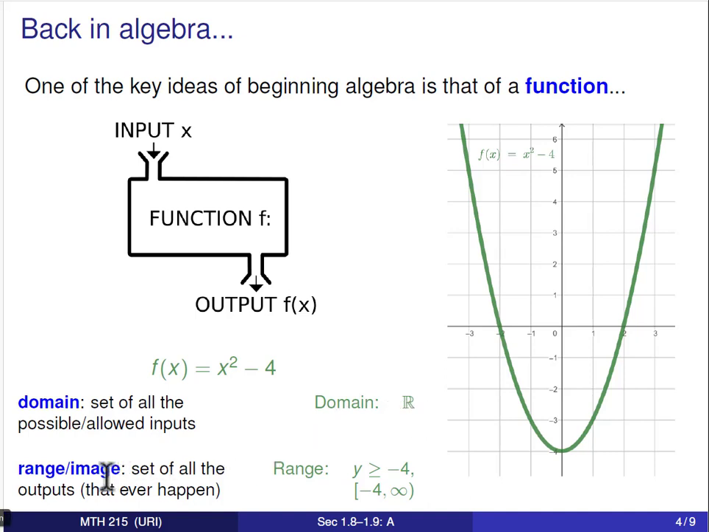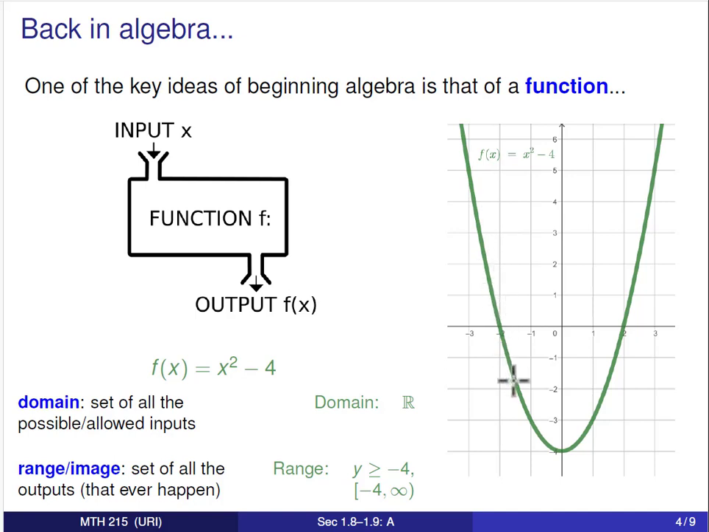Now the range, on the other hand, is sometimes known as the image, and in particular in linear algebra we might refer to the image and the range interchangeably. They're synonymous. But the range or the image is the set of all the outputs that ever happen when you plug in all the possible inputs. So we're looking at all of the numbers that are ever spit out by the function. And for this example, if you take a look at the graph, the range corresponds to all the y values that ever show up on the green graph.